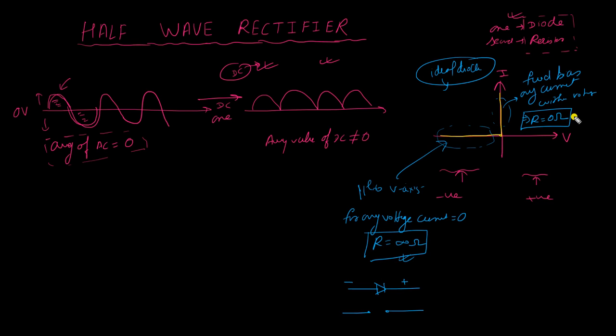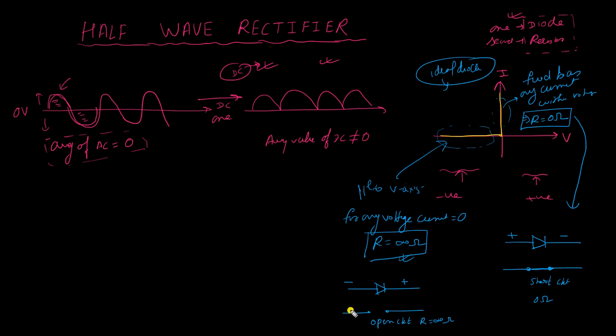And for the case of forward bias, here we have the situation like this. Here it will be positive, here it will be negative. So it is the case for forward bias. And in case of forward bias, what are we getting? We will get 0 ohm. So it will be a short circuit, because resistance is 0 ohm, and this is the open circuit because resistance is infinite ohm.